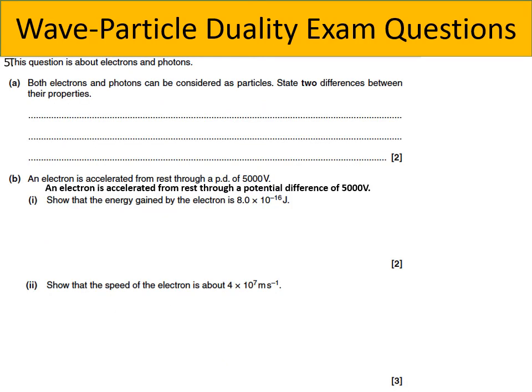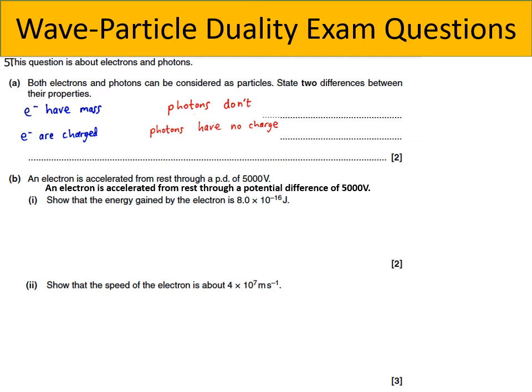On to question 5. This question is about electrons and photons. That's good, we love that. Part A: both electrons and photons can be considered as particles. State 2 differences between their properties. I'll give you 3 just so that you have more options available to you. The first difference we can certainly say is that electrons have mass, whereas photons do not have any mass. Also, electrons are negatively charged, so they have a charge, whereas photons have no charge.